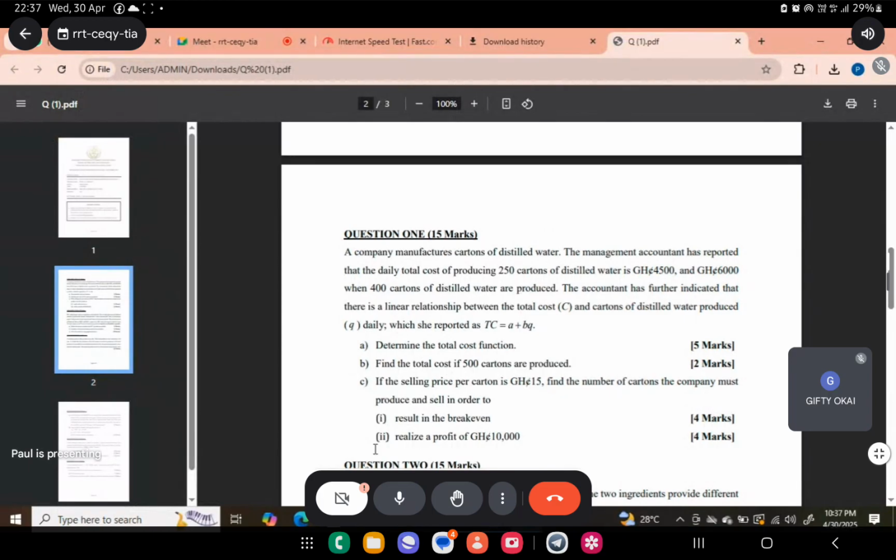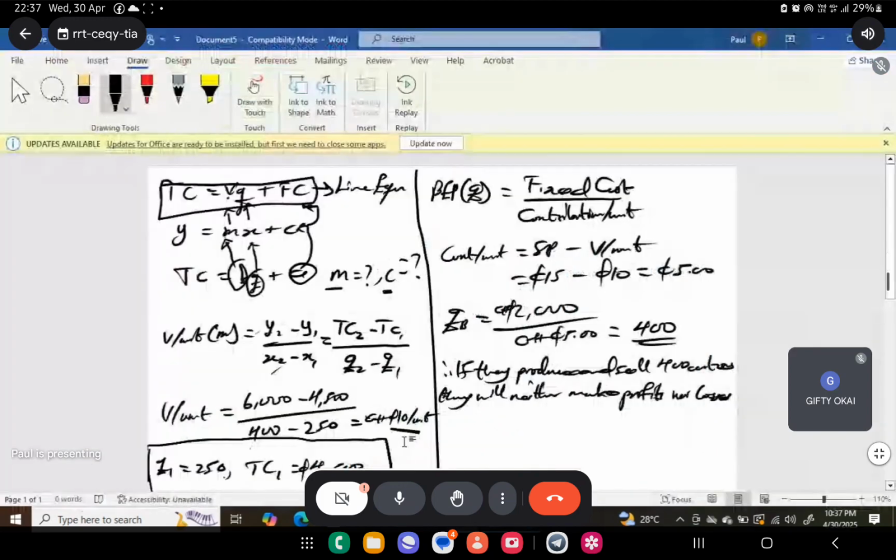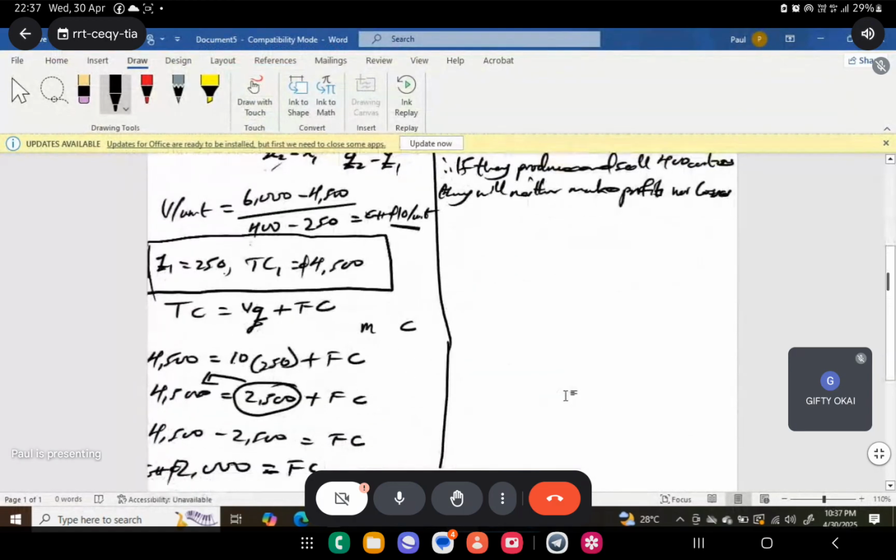Now, they said that the break-even point at a realized profit. And I told you that always when there is a realized profit, you treat that realized profit as a fixed cost. So to break even at a realized profit becomes your fixed cost plus that targeted profit divided by your contribution per unit.